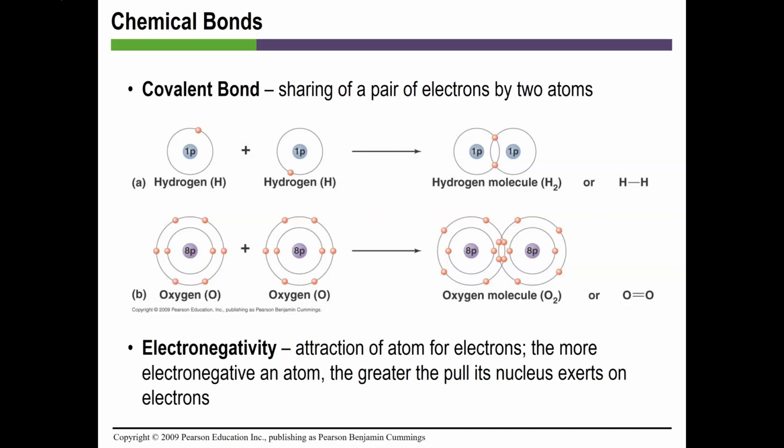This slide introduces the concept of covalent bonds. A covalent bond is when 2 atoms share at least one pair of electrons. What you can see on top here is an example of a single covalent bond between 2 hydrogen atoms.